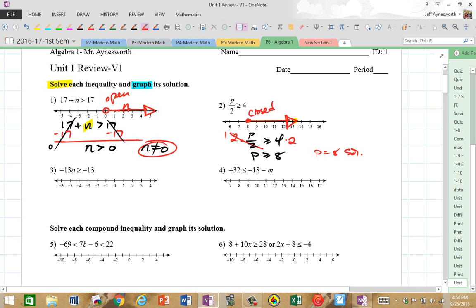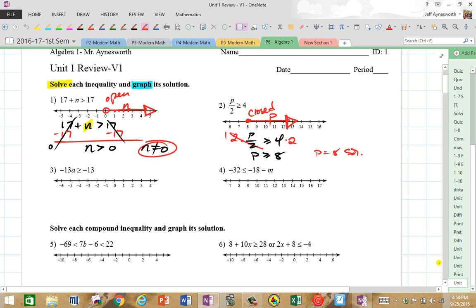You have to keep in mind the difference between open circles and closed circles and what it means. Any number p could be to the right of 8, including 8. 8 is a solution here. We're back in number 1. Well, 0 is not a solution, so we want open. So there's a big difference between open and closed on the graph.